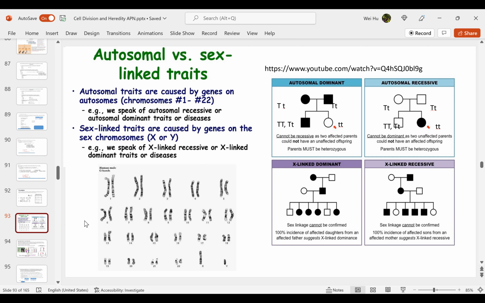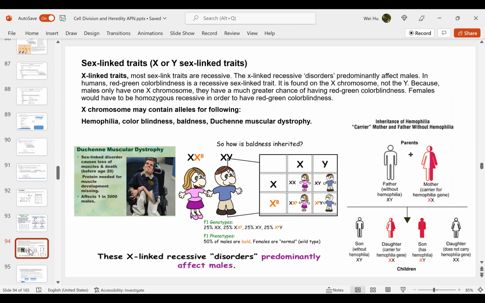So now, we have already done a lot on autosomal, right? Now let's talk about sex-linked. Let's start with X, because X is most common. Sex-linked disease most commonly happens on the X chromosome. Why? Because the X chromosome is much bigger than Y. It contains more genes. That's number one.